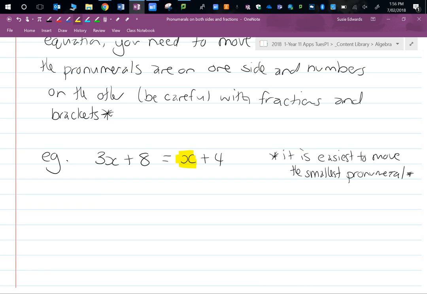So I'm going to move that and we're going to end up with 3x plus 8 take x equals 4. See how we've just moved it across? We've taken x from both sides. If we take x from this side, it disappears, but then we also have to show it on the other side.